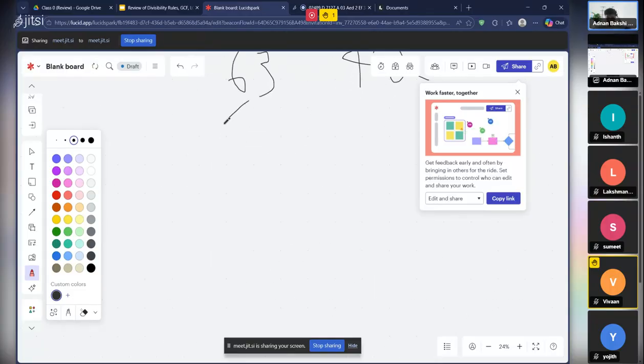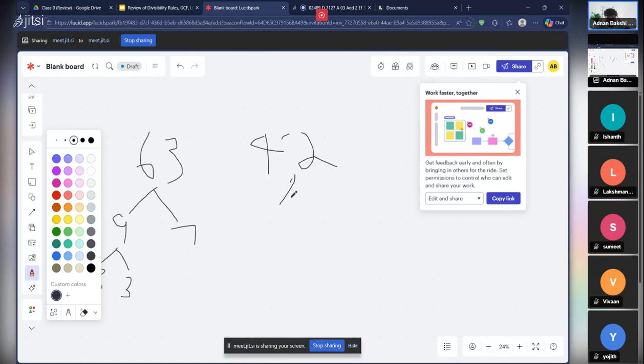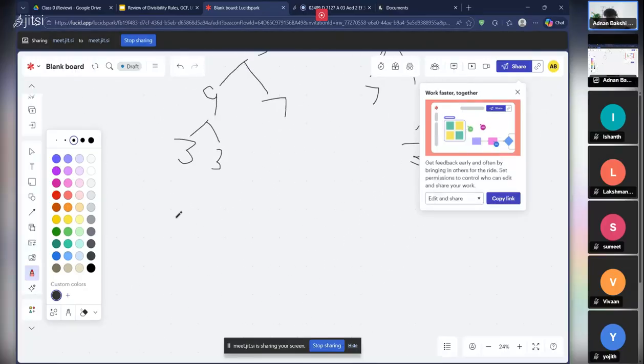Okay, so let's see. 63 now is equal to 9 and 7. 9 is also 3 and 3. 42 can be split to 7 and 6. And 6 can be split into 3 and 2. So I'll write it in text so it's easier for y'all to see.